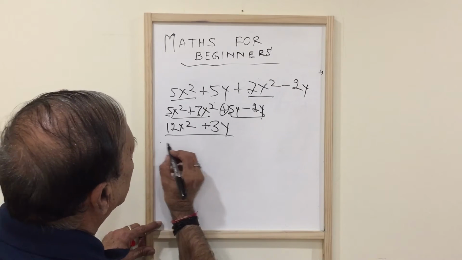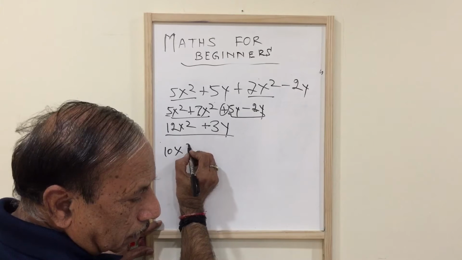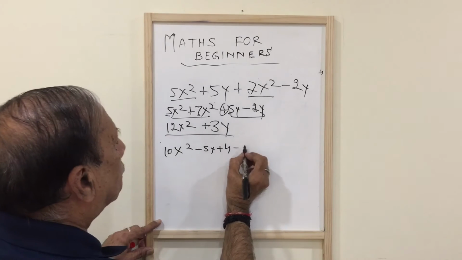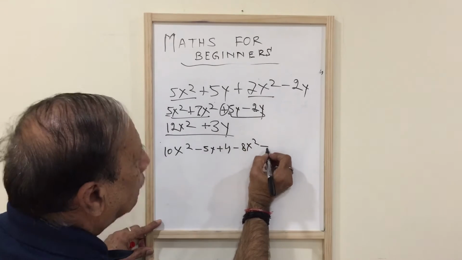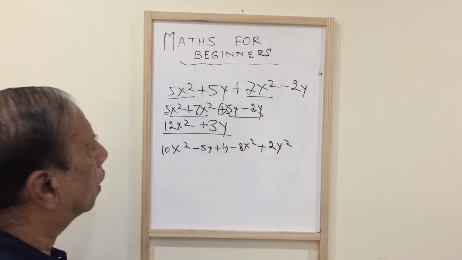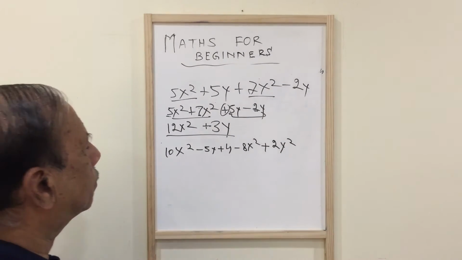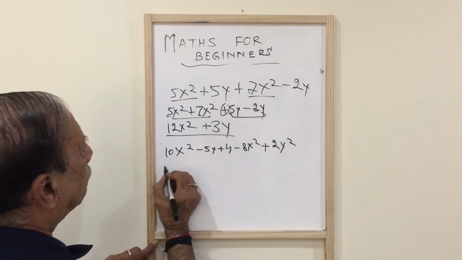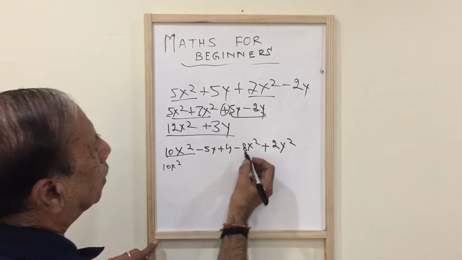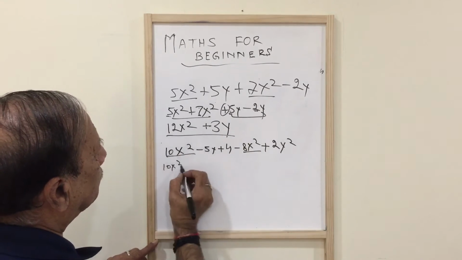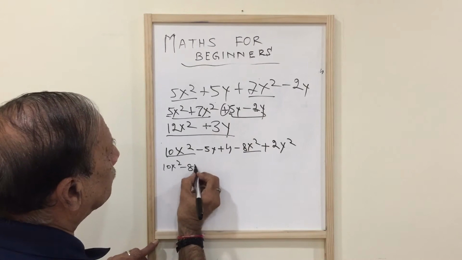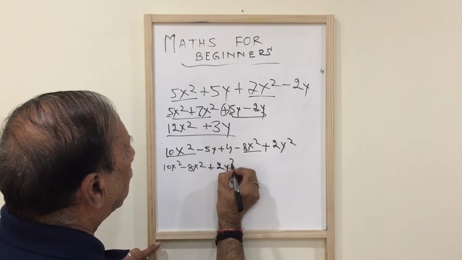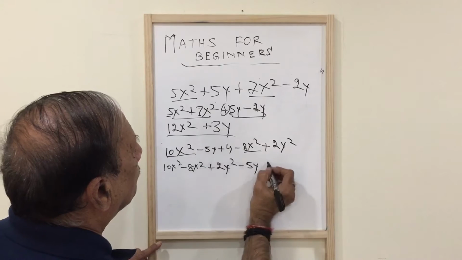Next, I'll take another example. 10x square minus 5y plus 4 minus 8x square plus 2y square. So how to solve these equations? You can see you have to rearrange the terms again in the same way. This is 10x square, this is 8x square. So you write 10x square, then minus 8x square. Then you have to write 2y square, then minus 5y plus 4.